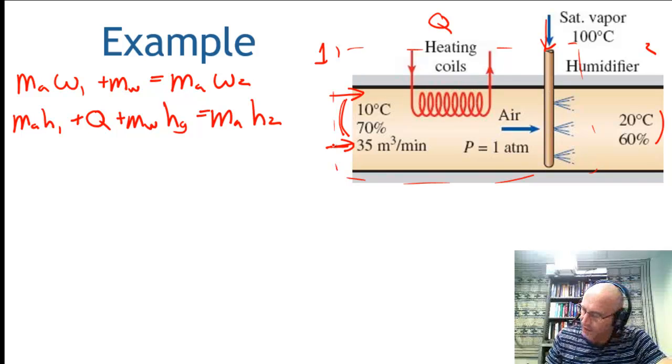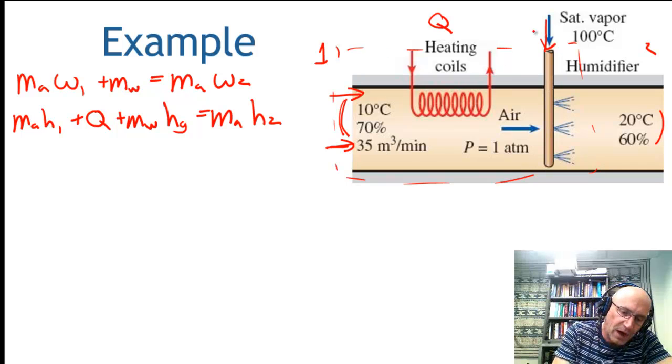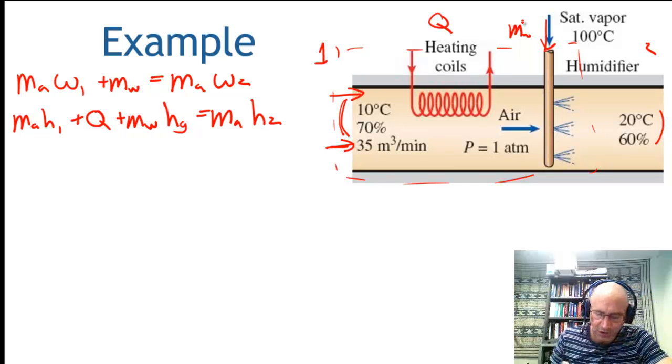So that means I can solve these two equations and get all of my values, because I have two equations and two unknowns. I don't know what Q dot is, and I don't know what the mass flow rate of water coming in is, that m sub w. But with two unknowns and two equations, we can solve that.